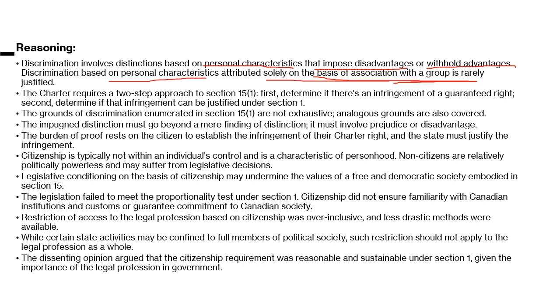So the Charter required a two-step approach here. Firstly, determine if there was an infringement. Secondly, determine if that infringement is justified under Section 1. The grounds enumerated under Section 15(1) are not exhaustive. We know that analogous grounds are also covered. The impugned distinction must go beyond a mere finding of distinction. The burden of proof rests on the citizen to establish the infringement of the Charter right. The state must justify the infringement.